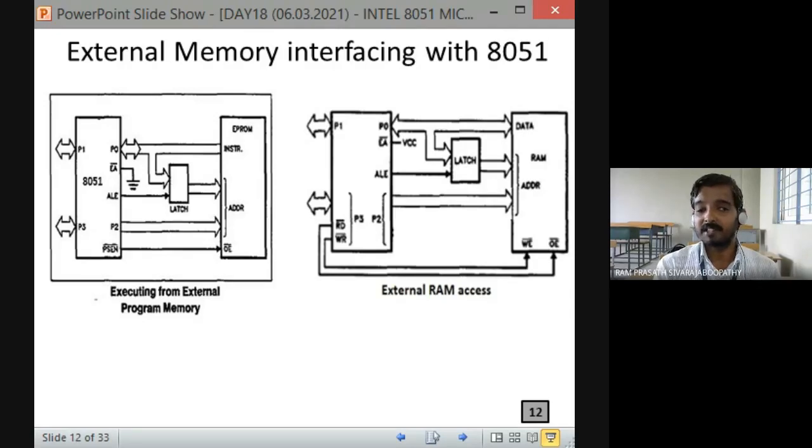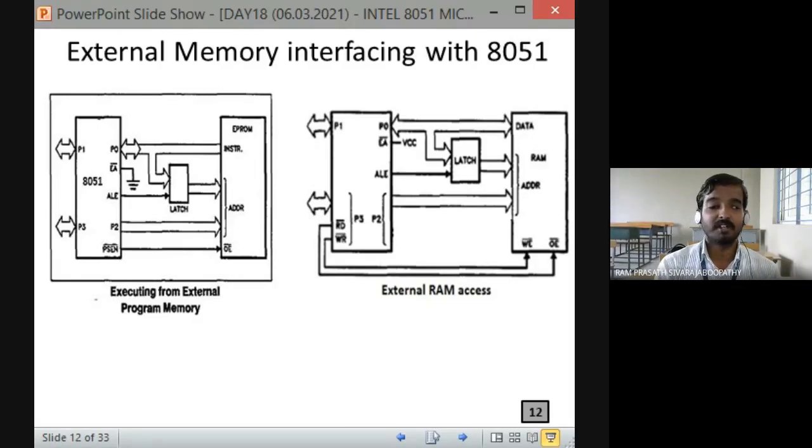Okay, from where do these pins come? RD bar, WR bar. Already I have told you, port 0 and port 2 have some alternate function. That's what we have discussed. Similarly, another port we have to use.